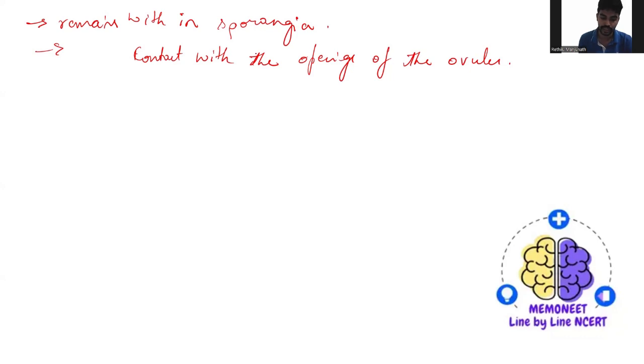The male gametes in the pollen grains start moving towards the archegonia in the ovule. There they discharge their content near the mouth of the archegonium. So fertilization will take place, and then the zygote formation will happen.